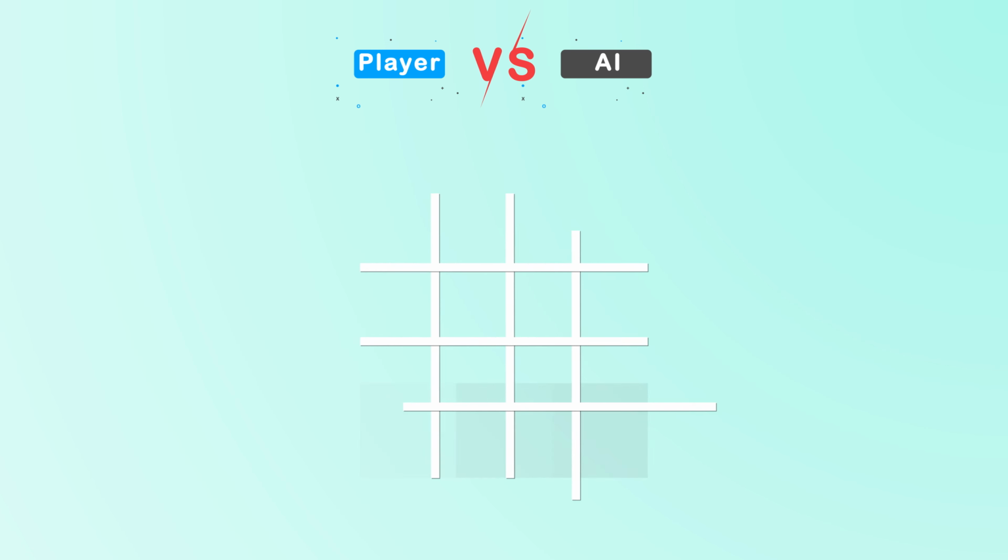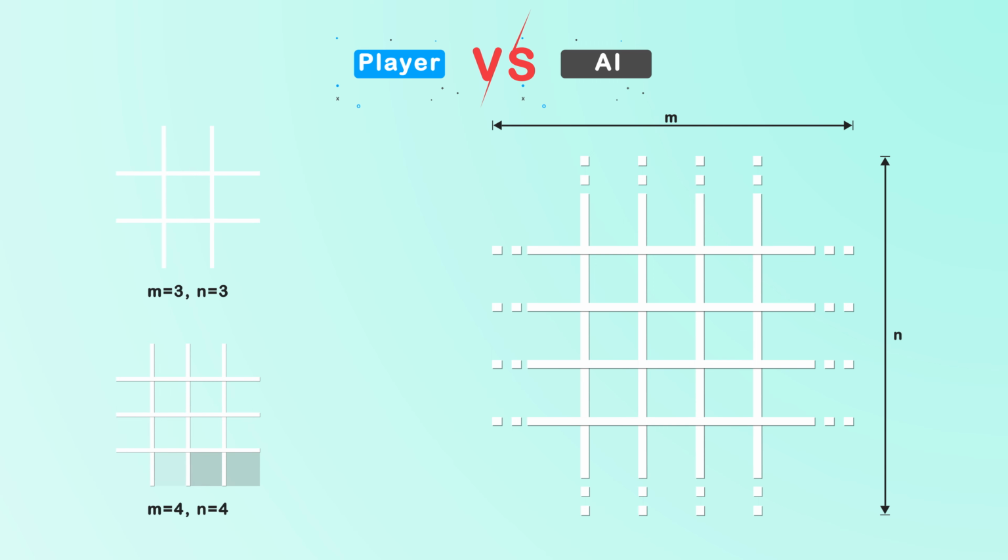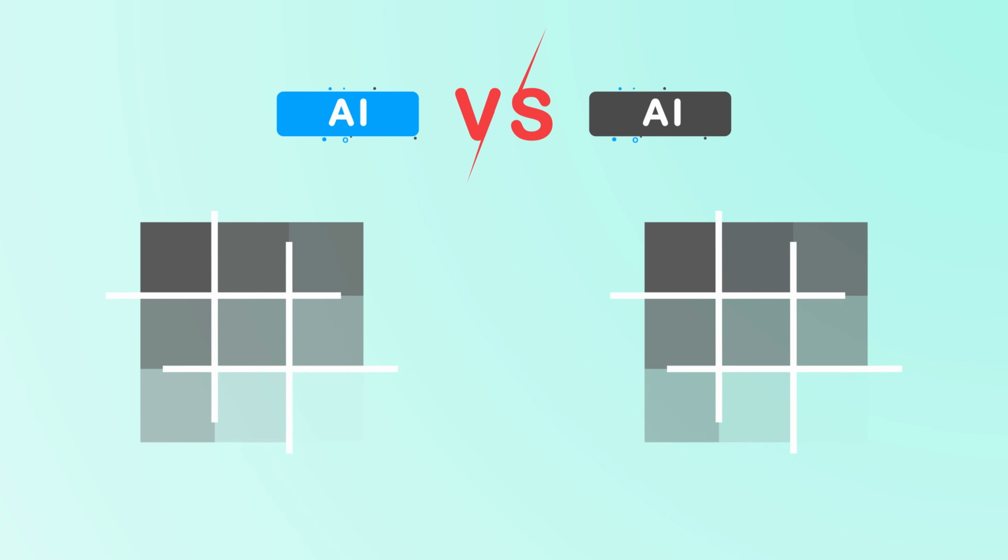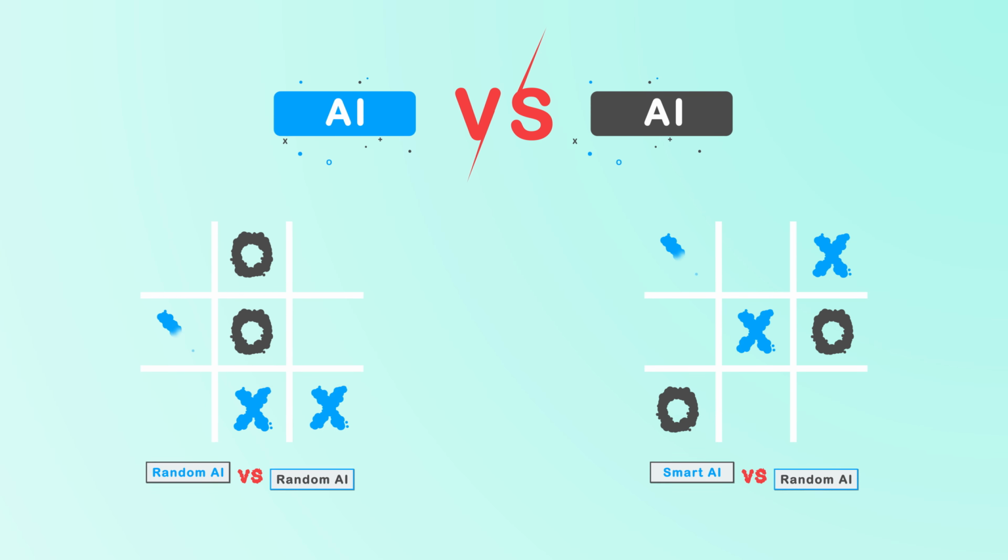We'll also introduce M by N tic-tac-toe to add variations to the game. Finally, we will try to simulate the gameplay between AI where they will play against each other. Let's jump in and begin this tutorial.